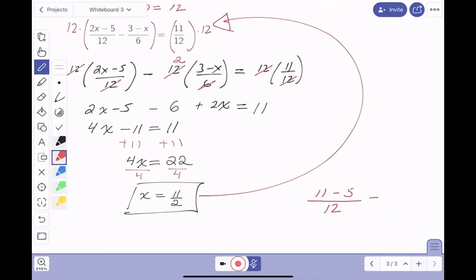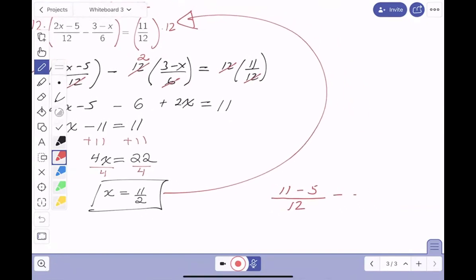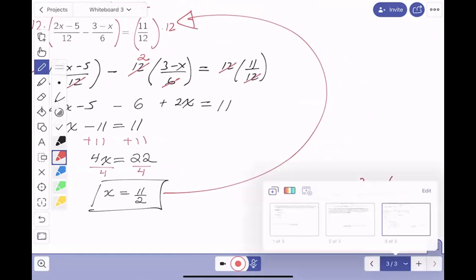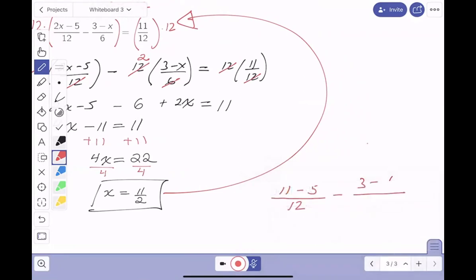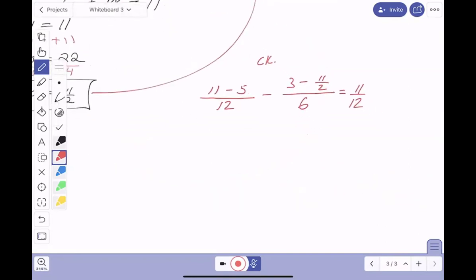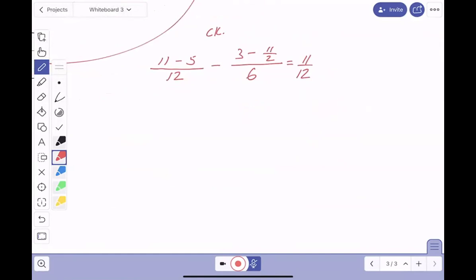Minus, I know it's tough, 3 minus, well, what's x, 11 halves? Whoops. Over 6. It's tough. There's no doubt about it. This says 11/12. I'm checking, by the way. This is called a check. What's the problem with checking? It may be wrong. What's 11 minus 5? It's 6/12, right?